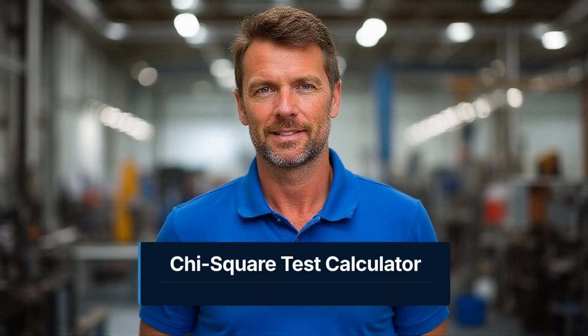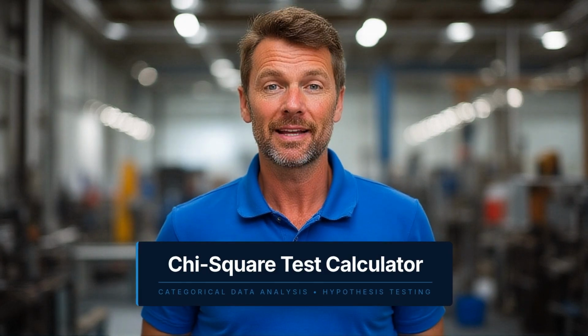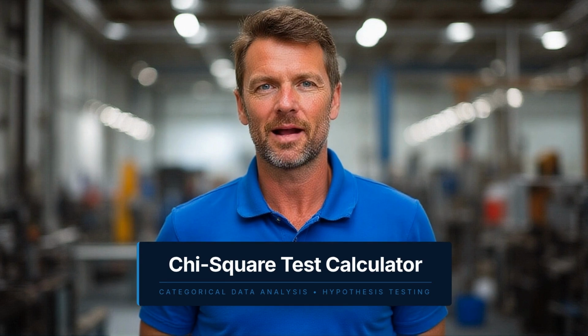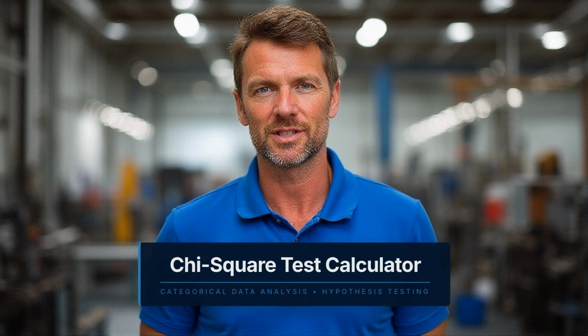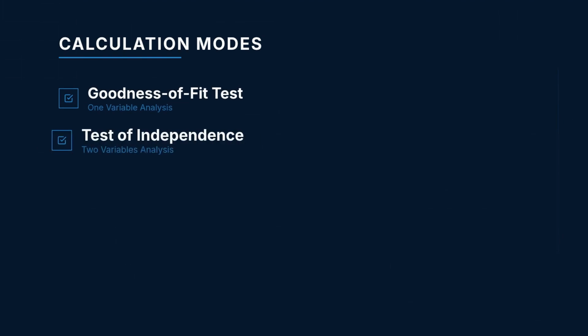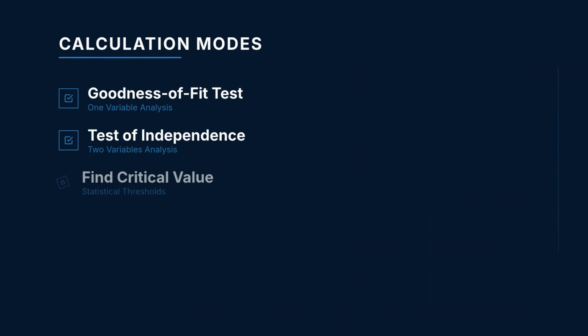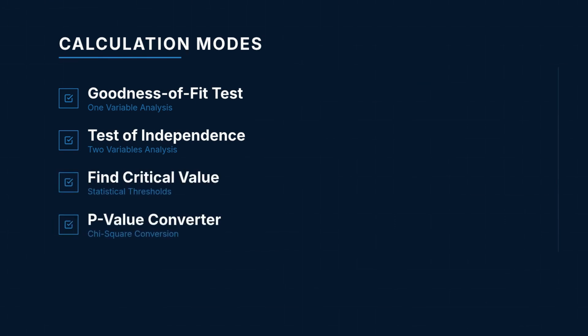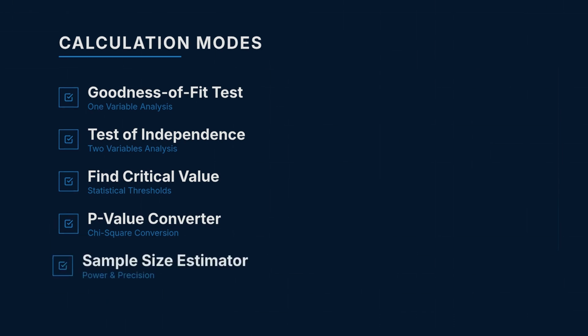The chi-square test interactive calculator helps you analyze categorical data and test hypotheses about frequency distributions. Let's explore the inputs. First, select your calculation mode from 5 options. Goodness of fit test for 1 variable, test of independence for 2 variables, find critical value, chi-square to p-value converter, or required sample size estimator.